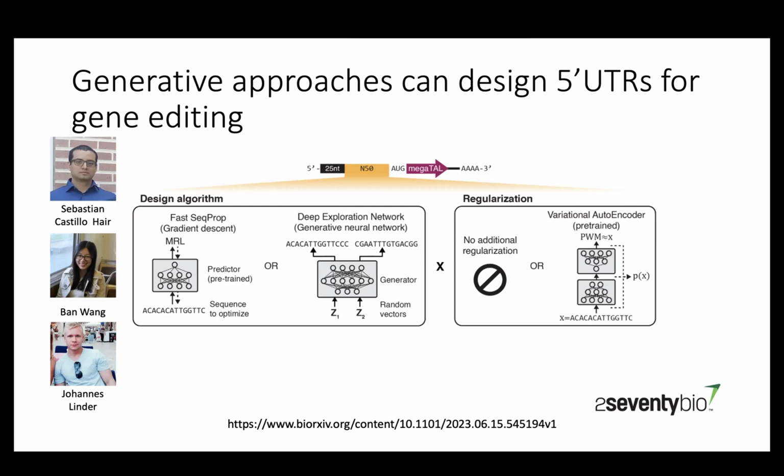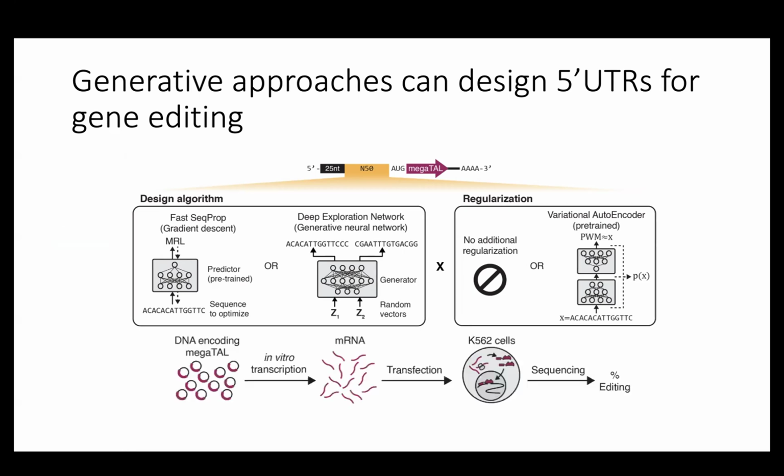They deliver these megaTALs as messenger RNA, and they basically ask us to make 5' UTRs for these megaTAL delivery mRNAs that would result in efficient translation and therefore high gene editing. So the workflow is essentially to in vitro transcribe mRNA and deliver it to cells. The mRNA makes this megaTAL enzyme. The enzyme cuts the DNA in a specific place.